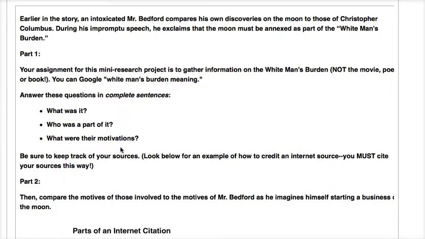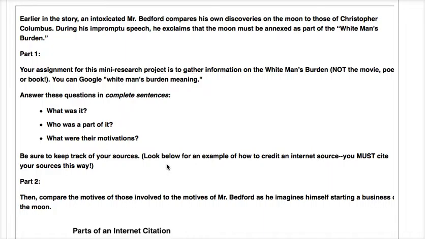What were their motivations? In other words, why did they think that they had to do this? What motivated these people who were a part of it to think that they needed to take on this white man's burden? Why? In other words, why did they think they had to do it? Okay, so you're going to answer those 3 questions in complete sentences, and you're going to keep track of your sources. So don't forget, when you go to a website, to keep track of where you found things.